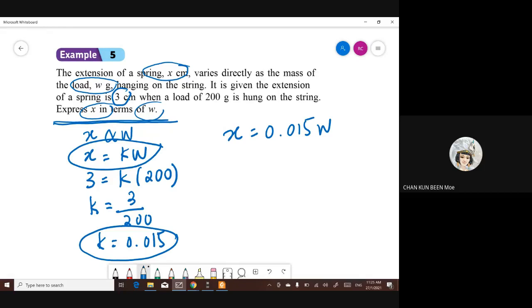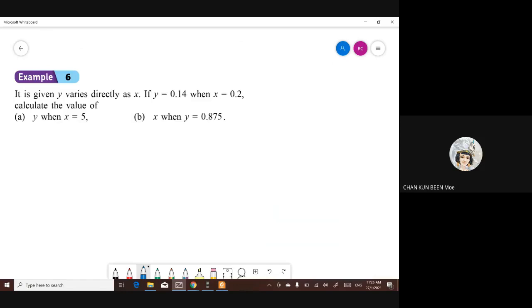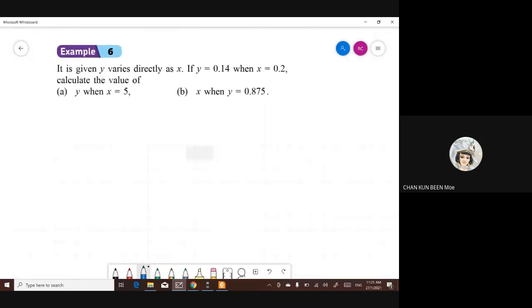Okay, so we move on to example 6. I'm not going to finish all the examples. There will be 2 more examples because example 8 will be the same, so I'll skip that. You can read that on your own. So we have 2 more examples. We look at example 6 now. Okay, this is example 6.